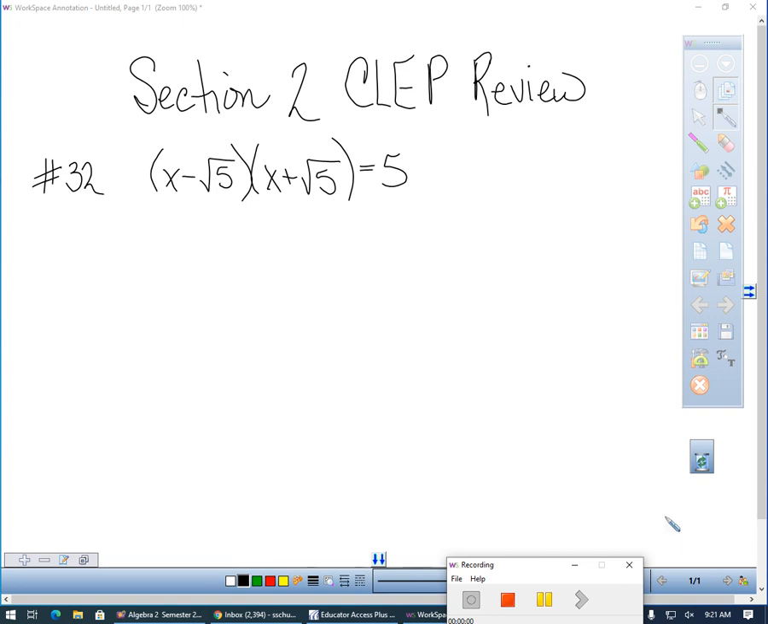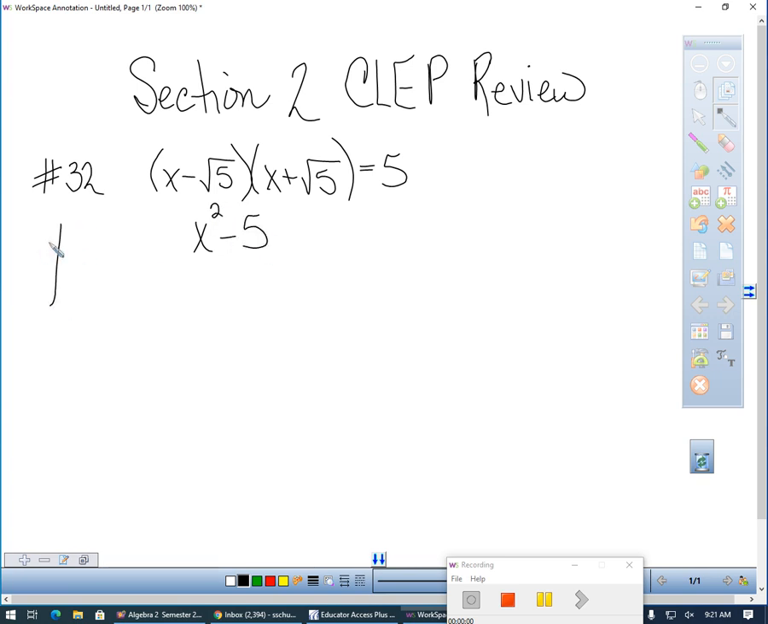Let's start with number 32. Now, I want to remind you this is supposed to be without a calculator. So, on number 32, first of all, we want to multiply these two together. Whether you use the box or you realize this is the difference of squares, you get x squared minus 5.